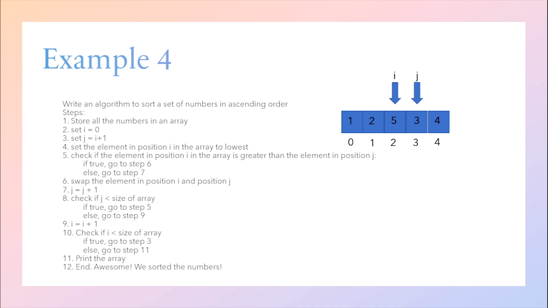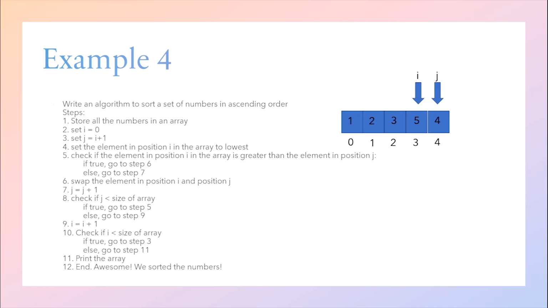So after that, we check if 5 is greater than 3, which it is. So we swap them again. And after that, we increase j. And since j is still smaller than size of array, we check if 3 is greater than 4. But 3 is not greater than 4. So we increase j, but j will be 5 after that. So we increase I. And then we set j equals I plus 1.